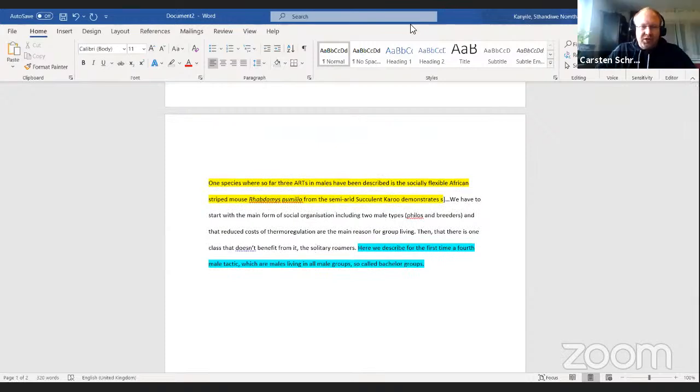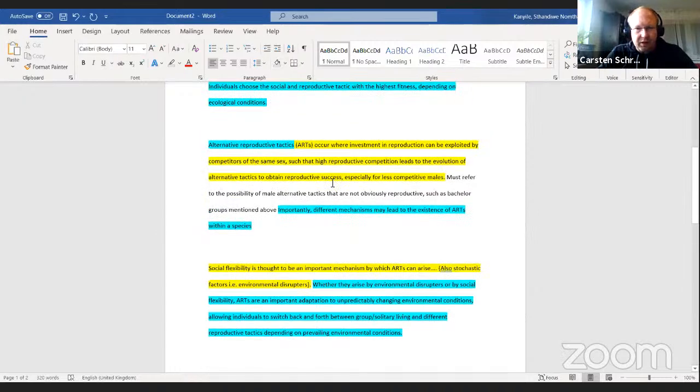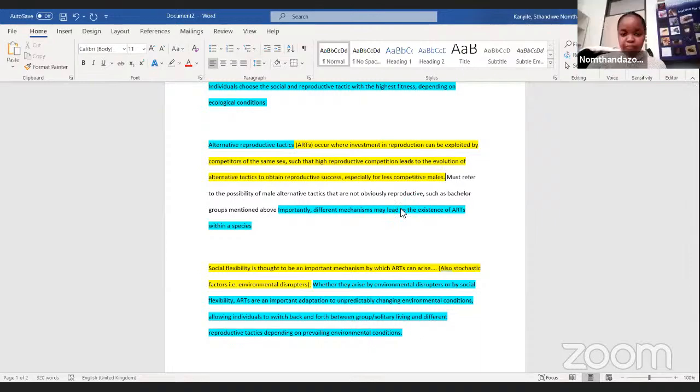Good. Can you then also still show us, if you have it at hand, the last paragraph with the aims of the study? Okay. Good.